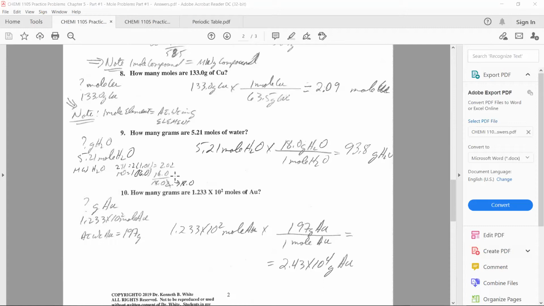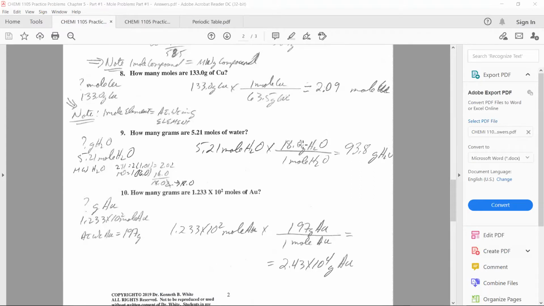But 16.0 has one place past the decimal to the right as its significant figure, and 2.02 has two places to the right, so the smaller one is 1. Round this off to 1 to the right of the decimal point. Keep the 0, use the 2 to round off. Is that 4 or less? Yep, and I drop it, and the correct answer for the molecular weight of water is 18.0.